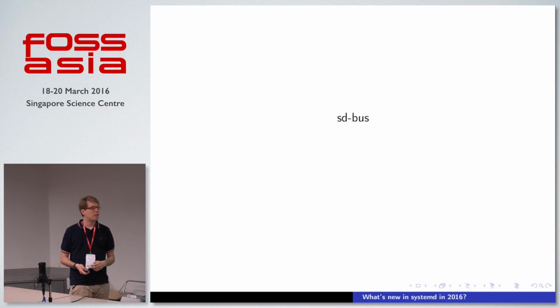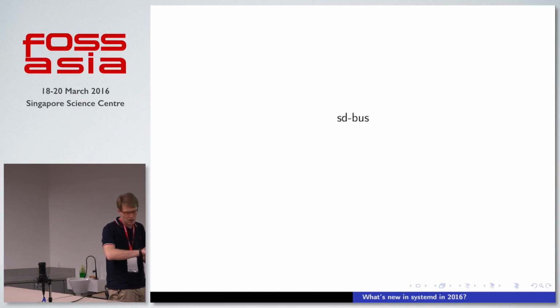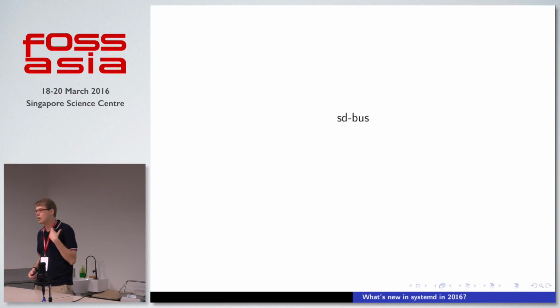Another thing that we did in systemd recently was sd-bus. sd-bus is a D-Bus library implementation. For those who don't know, D-Bus is the IPC system that we generally use on Linux systems these days. It's what Upstart used to do. It's what systemd uses. It basically allows applications to talk to each other and talk to systemd.